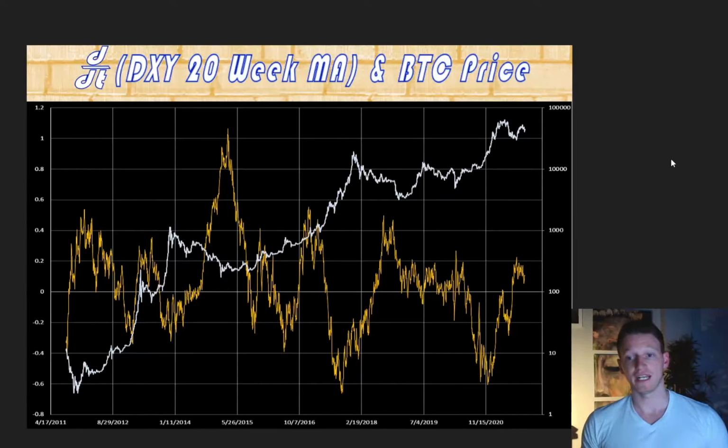I look at it all the time when I'm trying to figure out where I think the markets might be going. So what this is, like I said, is the derivative of the 20-week moving average of the US dollar currency index. Now, what this does, guys, it tells us whether the 20-week moving average is moving up or moving down and at what rate. And it really puts the data in a perspective that you wouldn't see it in otherwise.